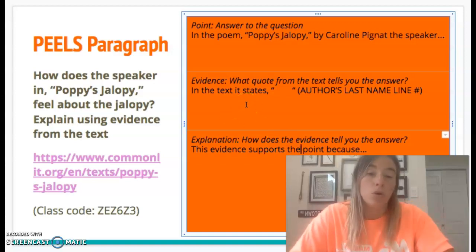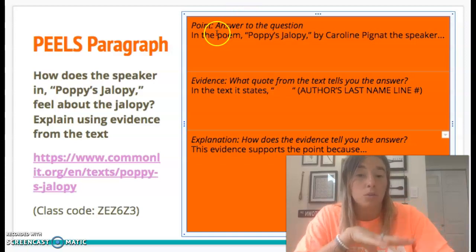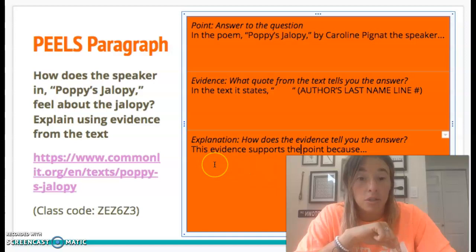Remember, in formal writing, there is no I, me, we, us, or you. We all make mistakes. I just made a mistake. That's okay. We fix it. This evidence supports the point because. So the point is what you're going to say here that answers the question. The evidence is what you're going to use to back up your answer to the question. And then your explanation is going to be you explaining how this relates to this.